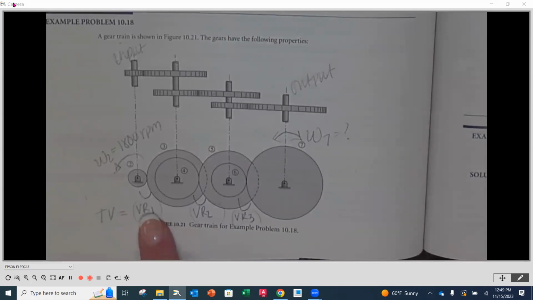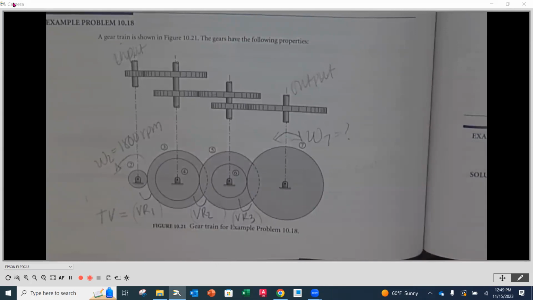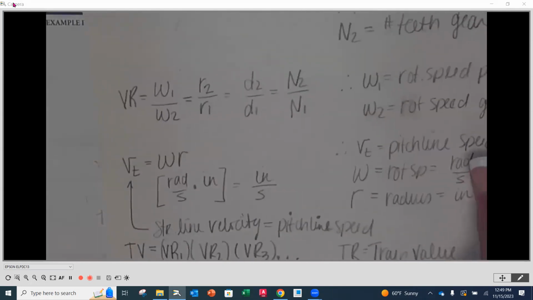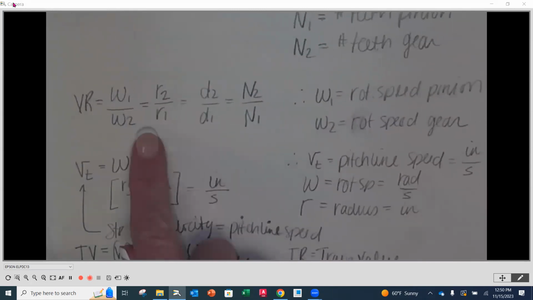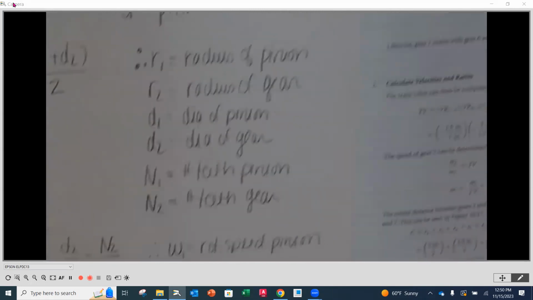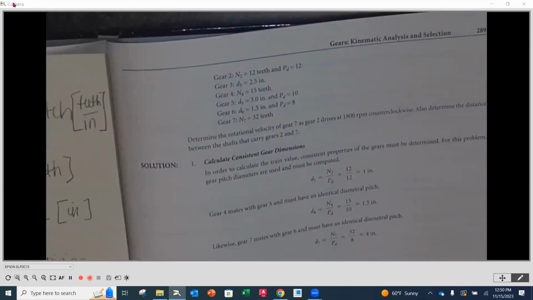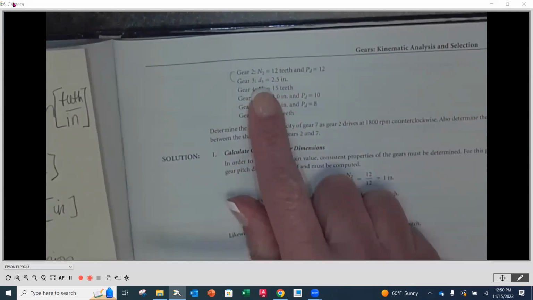So to get our velocity ratio, I've got to look back over here. We can use any one of these. So for gears 2 and 3, these two are in mesh. We've got the number of teeth of 2, but we don't have the number of teeth of 3. We have the diametral pitch of 2. We do have the diametral pitch of 3.